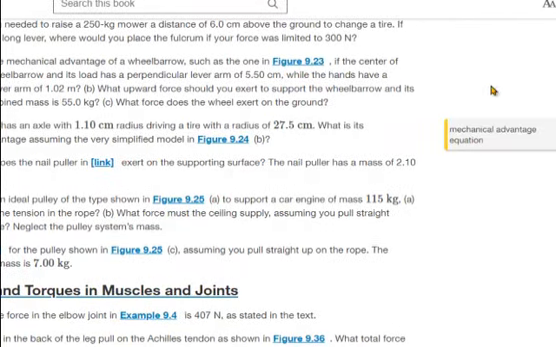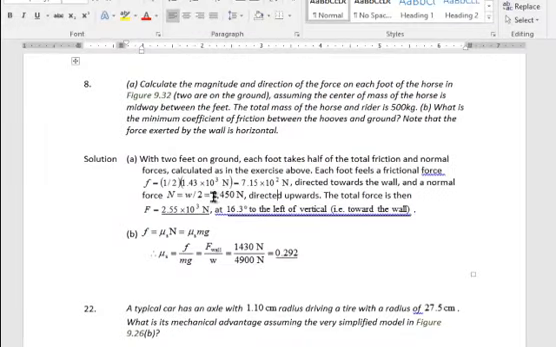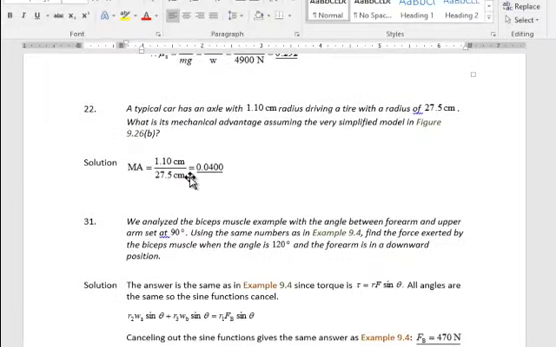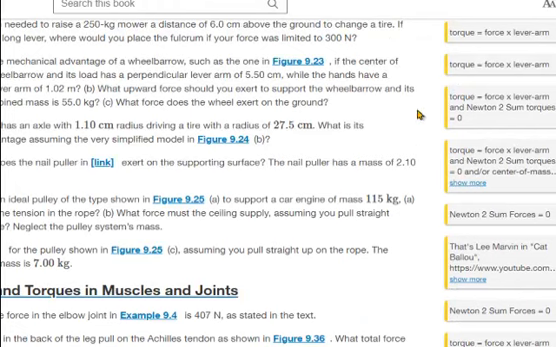So, the mechanical advantage equation. This is actually quite simple, straightforward. Look, this is all it takes. Just divide one radius by another, and that gives you the mechanical advantage. In this case, you divide the two radii, you get 0.04, which means I'm basically done with this problem here, but I want to show a little bit more.